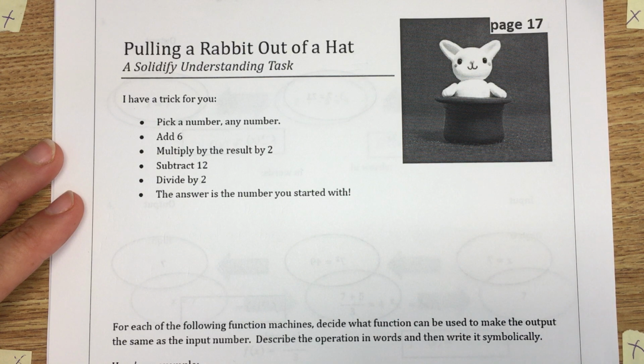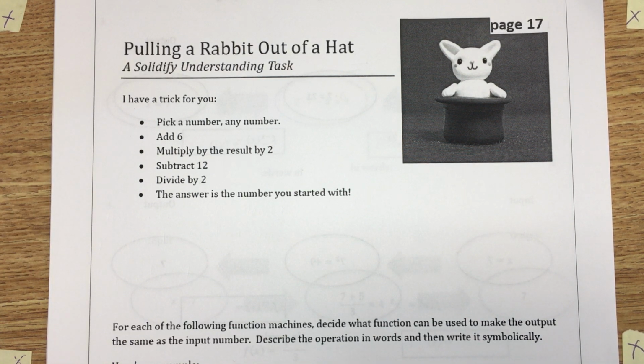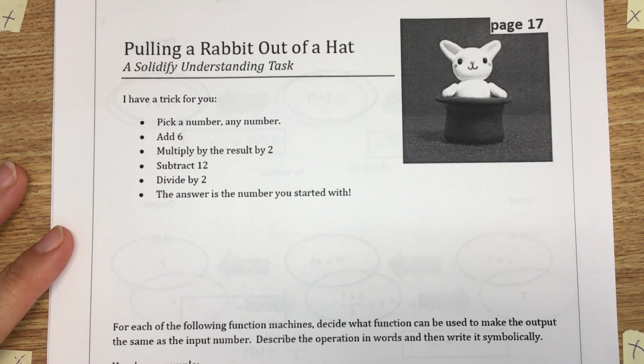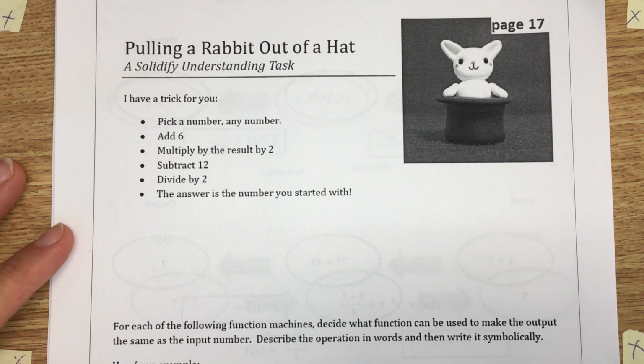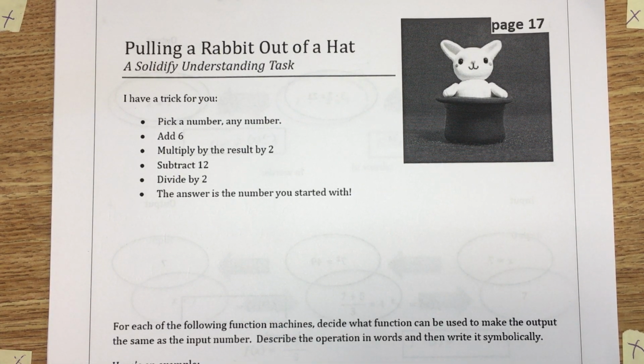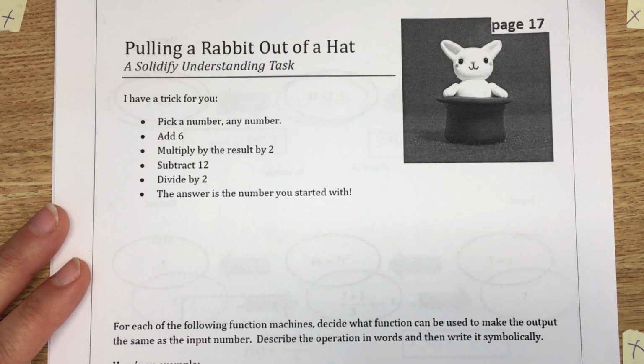So I want you to go ahead and turn in your packet to page 17. We're going to get into the meat of this lesson. It's called pulling a rabbit out of a hat. And it's not really a magic trick, but it's kind of like a magic trick. So this is what I would like you to do. Pick a number, any number. Pick your favorite number. Now take your number and add 6 to it.